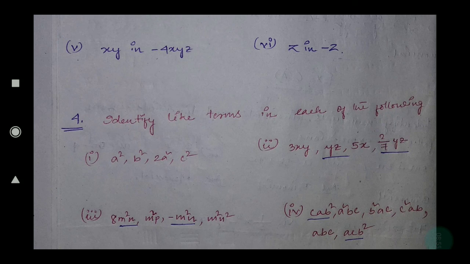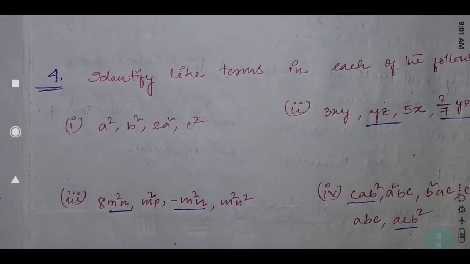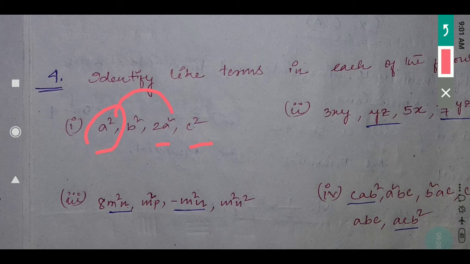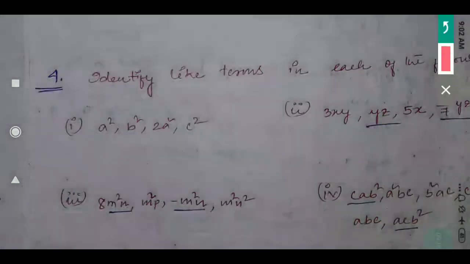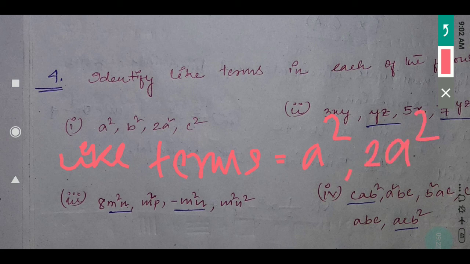Identify the like terms in each of the following. Whatever like terms are there, you have to identify. See question one: is any literal common term there? a square, then b square, then 2a square, then c square. That means these two are like terms, a square and 2a square. So you have to write the like terms like this: a square comma 2a square. These are the like terms.